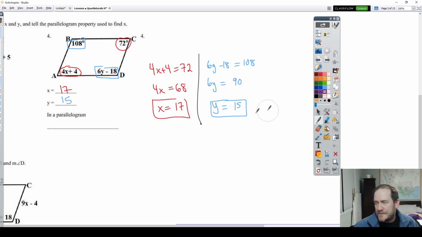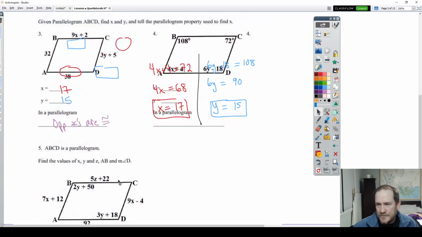And again, when they ask for the property, well, the property we're using is the one that says opposite angles are congruent. So we'll substitute that in. And that's it for that. Now we can do the last one on this page, which is number 5 here.